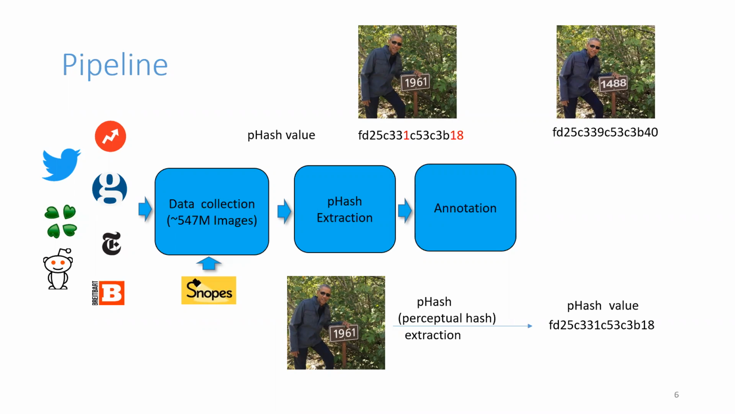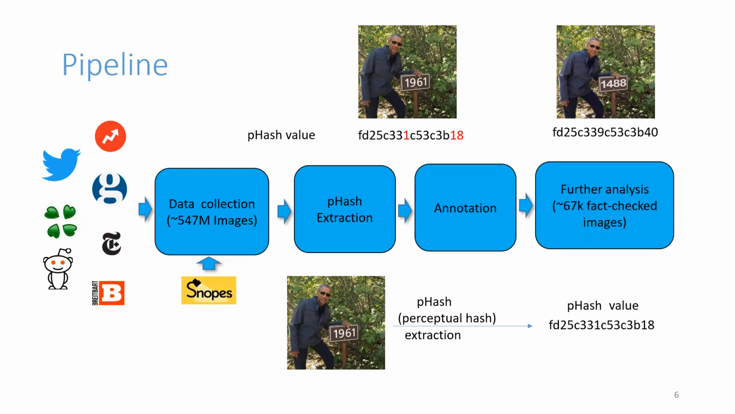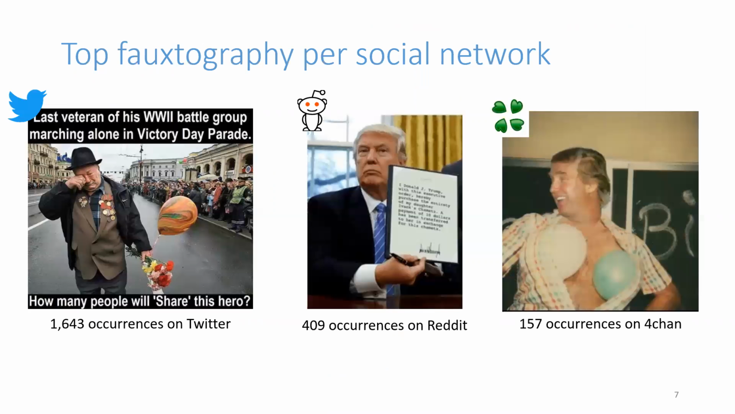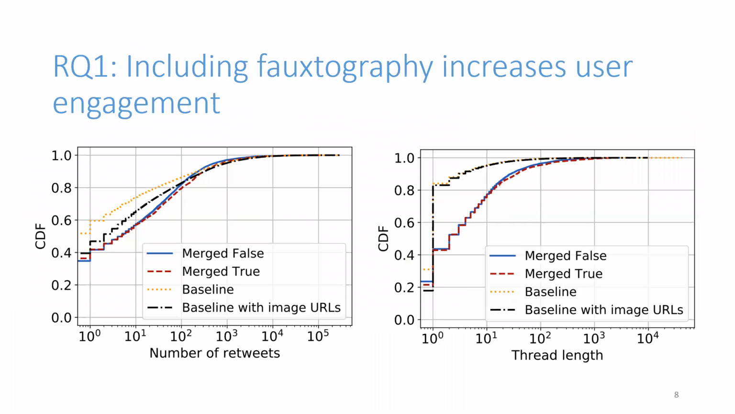After this step, among all the images that we collected from the social media, we obtained around 67,000 fact-checked images, which includes images that are true though unbelievable and Fauxtography images. Here are the most popular Fauxtography images on different social networks. In Twitter, it is related to a World War II veteran, and on Reddit and 4chan, they are related to Donald Trump.